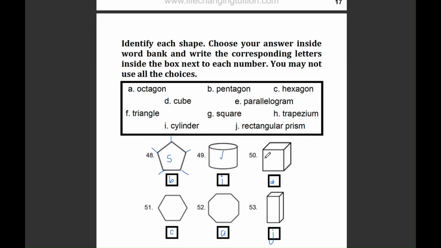Question 50. Identify the solid. Equal-edged box. Why not? Rectangular prism usually has unequal edge lengths. Answer: D, cube. Reason: 6 equal square faces.